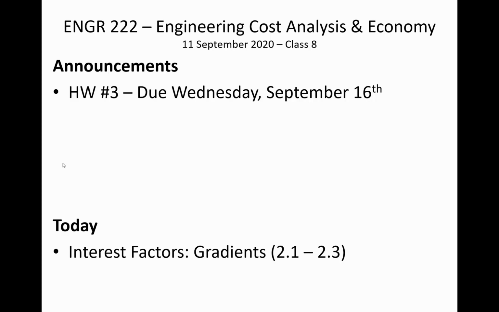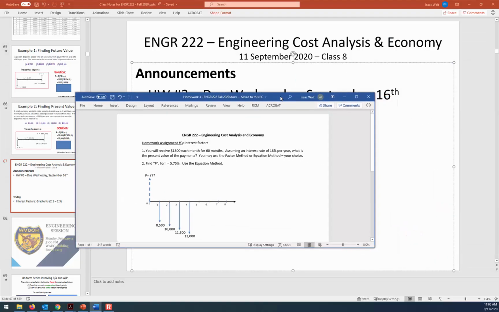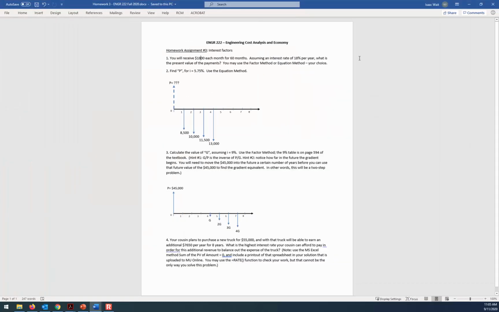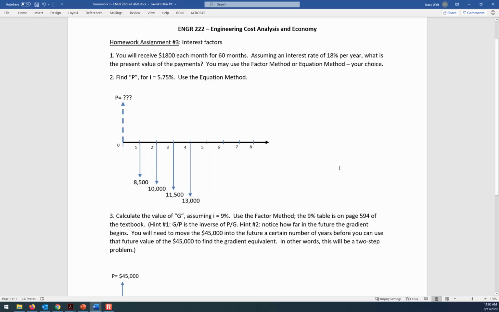Let me show you, since we're on the subject of homework number 3, what that assignment looks like. It's going to be posted on Blackboard just immediately after class, but I can briefly show it to you. Okay, so problem 1 is you are using either the factor method or the equation method to find a present value.